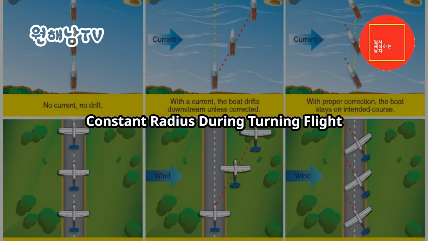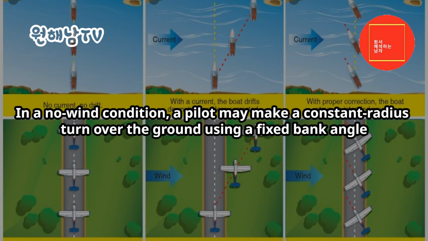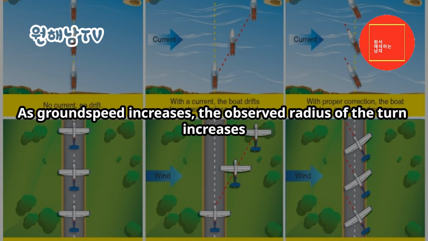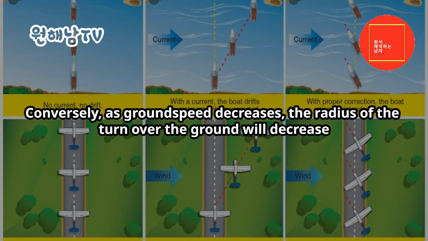Constant radius during turning flight. In a no-wind condition, a pilot may make a constant radius turn over the ground using a fixed bank angle. If wind is present, however, a pilot will observe a change in the radius of a turn while maintaining that same constant bank angle. Figure 7:2. As ground speed increases, the observed radius of the turn increases. Conversely, as ground speed decreases, the radius of the turn over the ground will decrease.